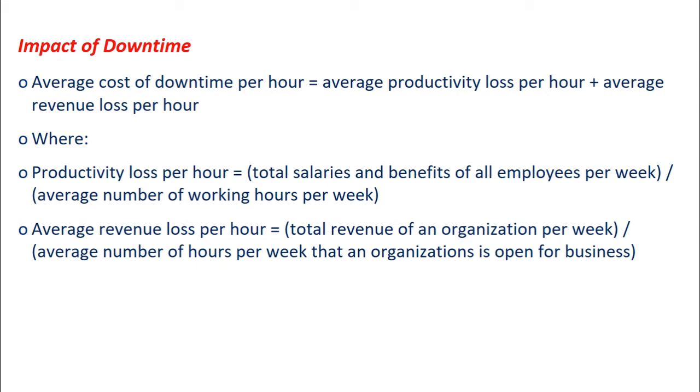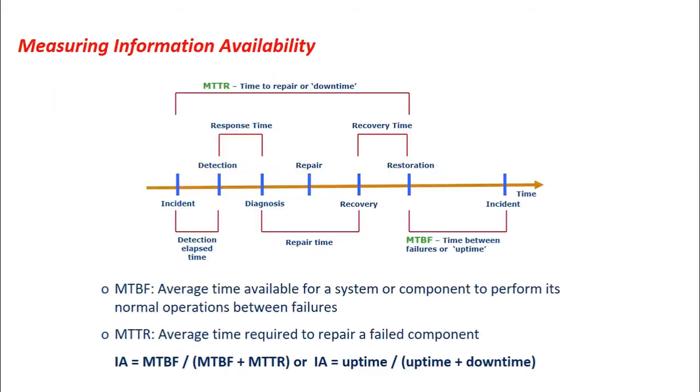The average cost of downtime per hour may also include the estimates of the projected revenue loss due to other consequences such as damaged reputation and the additional cost of repairing the system. So the average downtime cost per hour, apart from the average productivity loss per hour and the average revenue loss per hour, may also include these estimates.